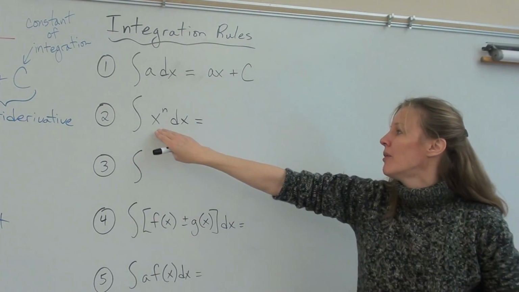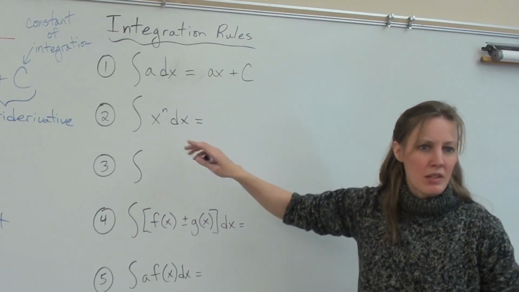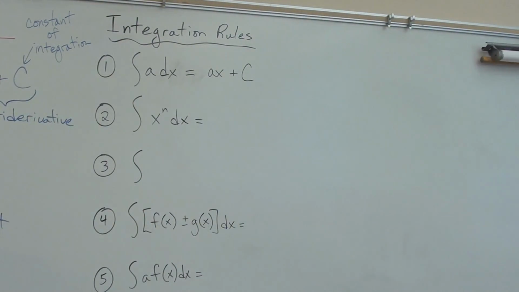Now we have the integral of x to the n, this is the Mac Daddy. This is like the integral version of the power rule for derivatives, where you have the derivative of x to any power. Here we have the integral of x to any power.